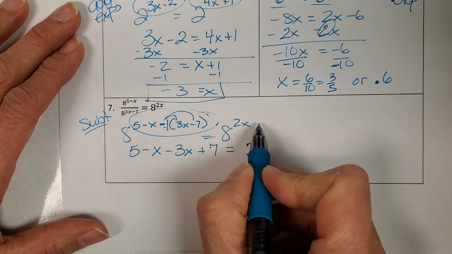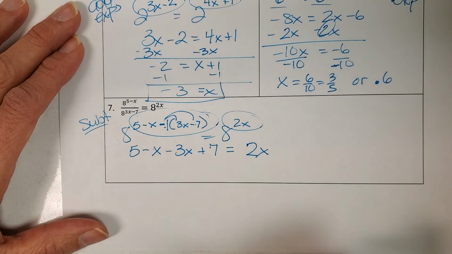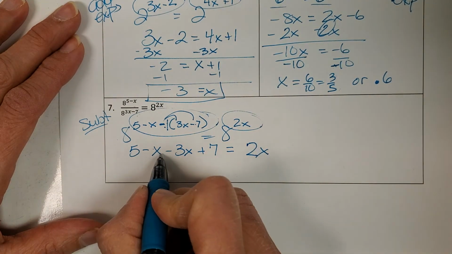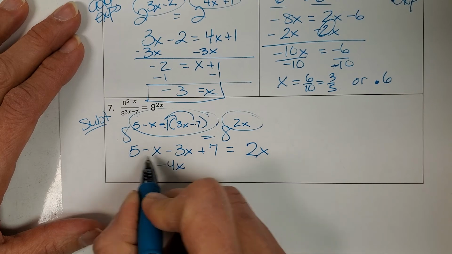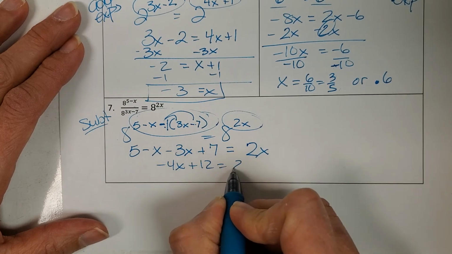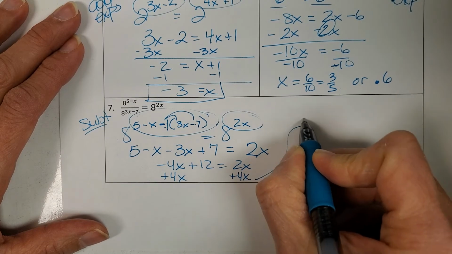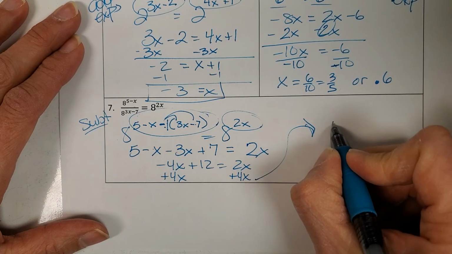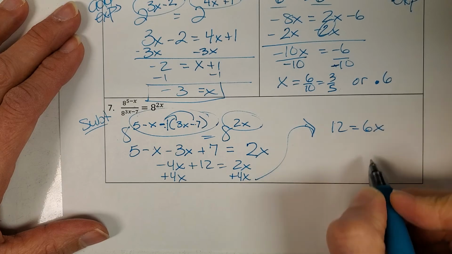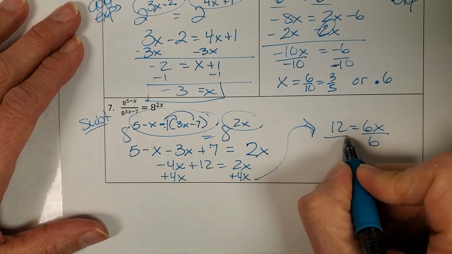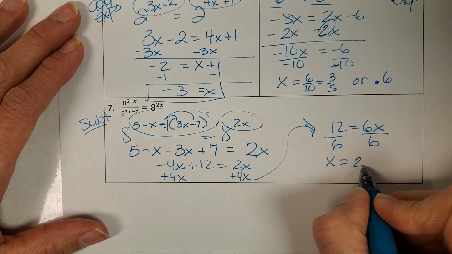So this whole thing equals this whole thing because the bases were the same. So now I have to simplify. That's a negative 4x. That's a 12. And this time I'll bring them over to this side. So up here I've got 12 equals 6x. And if I divide both sides by 6, I get x equals 2.